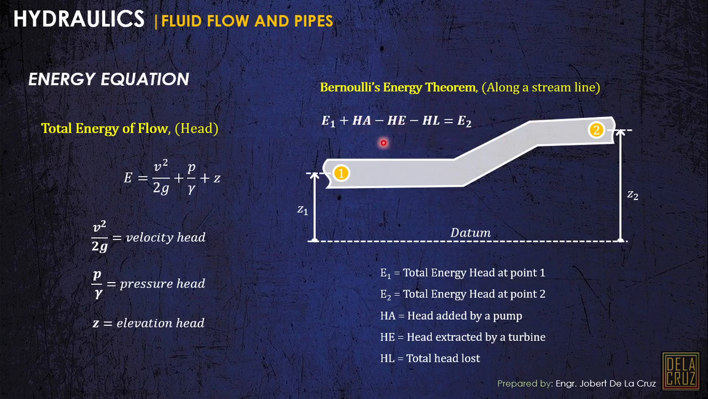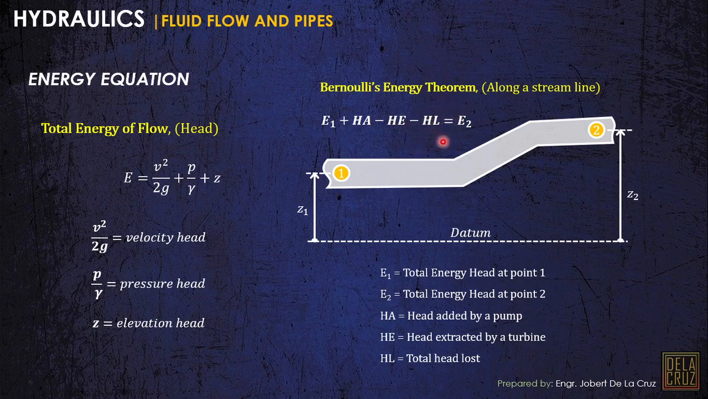Most commonly, unang natin makikita is the energy at point 1: the total energy at point 1 must be equal to the total energy at point 2. If we have a pump between points 1 and 2, then we can have the head added, HA. So you can see the meaning of this here dito sa baba. If we have a turbine between points 1 and 2, then we have head extracted, minus, because that is extracted.